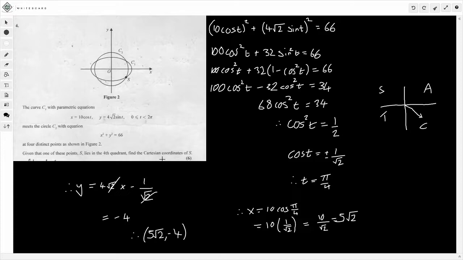And they seem pretty sensible, so have a look at where we're roughly at. So this is 5 root 2 along and minus 4 down. If I clearly got a positive y value here, something would have gone wrong because we're below the x-axis. So that's a nice little check just to give you a rough idea. So quite a nice question, I do like that question, and that's question 4 complete for 6 marks.